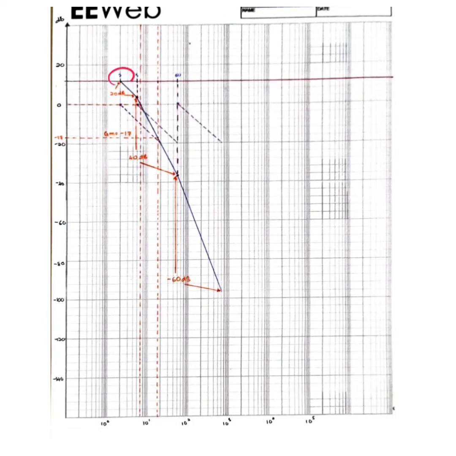At point 2, the height is negative 20 dB. At point 5, the height is negative 40 dB. And the last one, at point 50, the height is negative 16 dB. And the Bode plot magnitude graph will be formed.